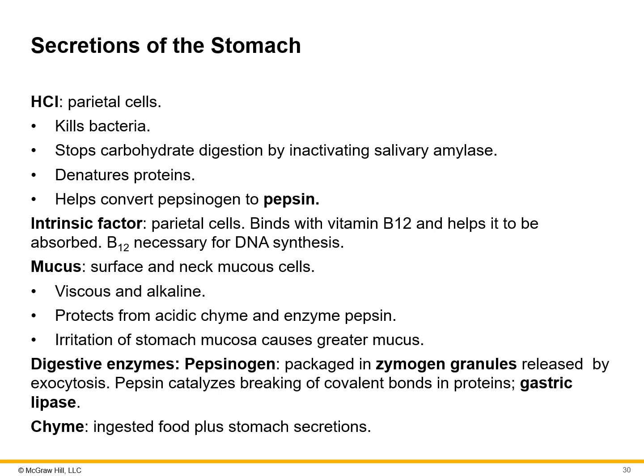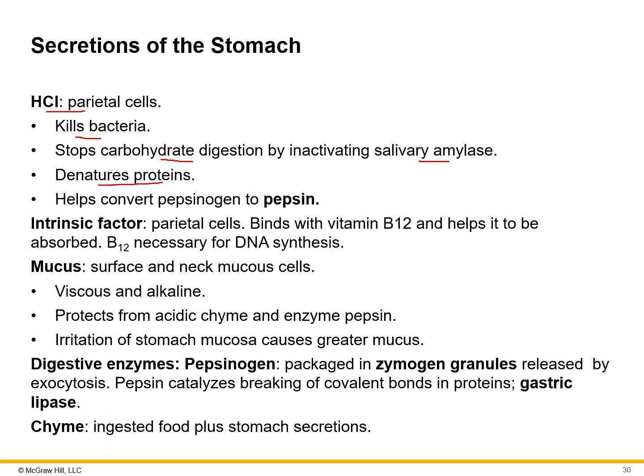Now, the stomach is involved in various secretions. So, hydrochloric acid, of course, the stomach's very acidic. That is released by parietal cells. The job of that hydrochloric acid is to kill bacteria. Again, lots of bacteria coming in on the food we eat. But it also stops carbohydrate digestion by inactivating that salivary amylase that was released by the salivary glands.